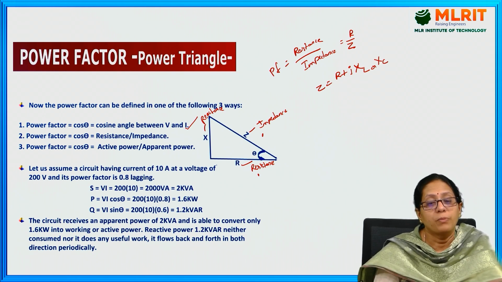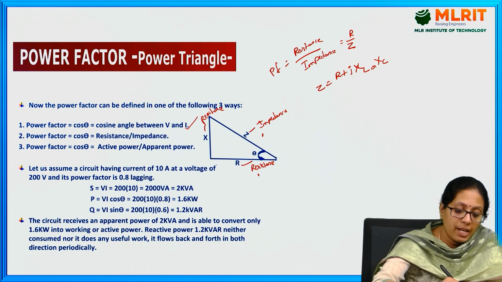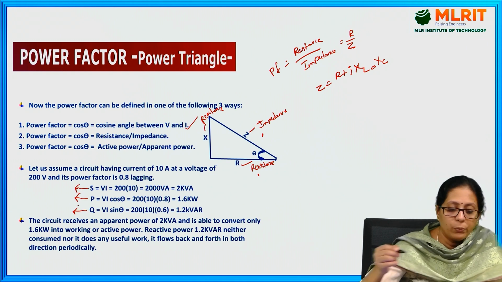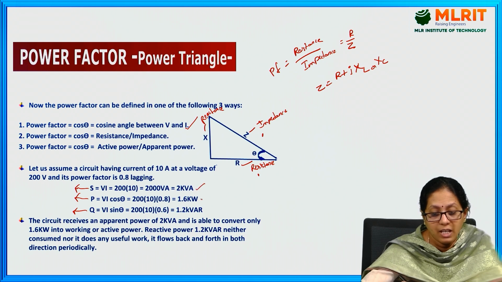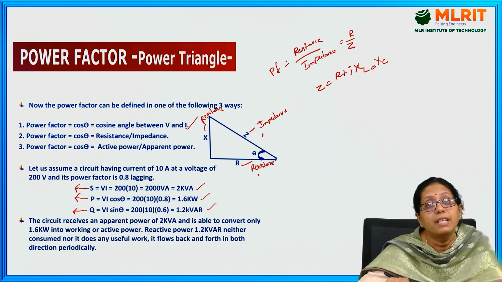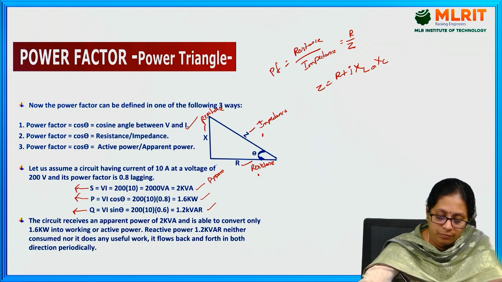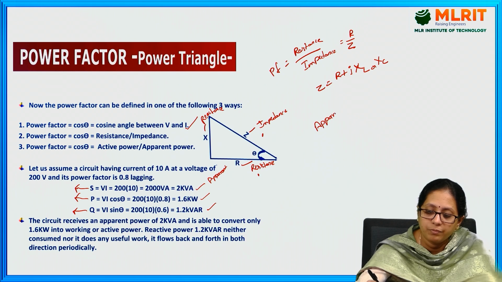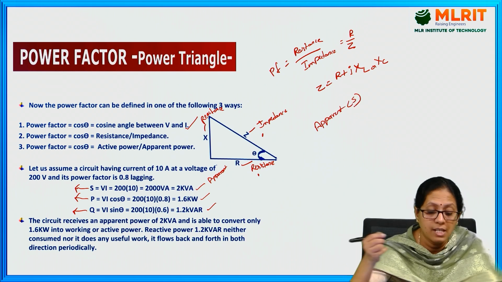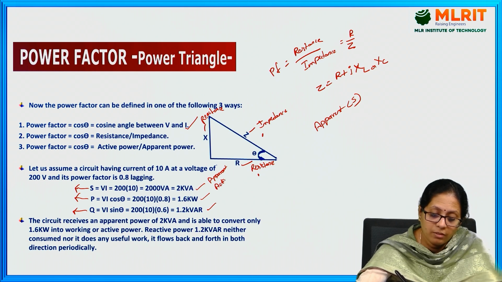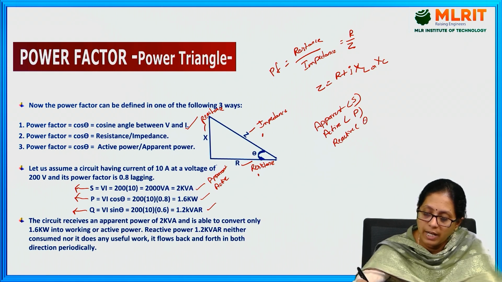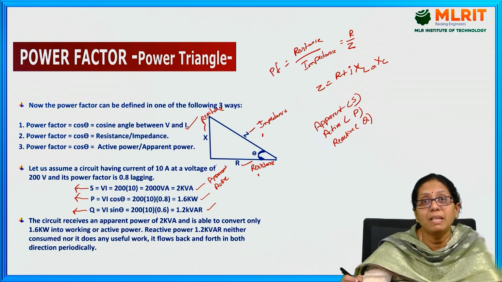Yes, there is a small problem. S is equal to VI. S, P, Q: S means kVA, P means kilowatt, Q means kVAR. kVA is nothing but apparent power, so for apparent power we will give the symbol designation as S. Next, kilowatt is active power, active means P. kVAR means reactive, reactive means Q. So, here you have S, P and Q. S is apparent, P is active, Q is reactive power.